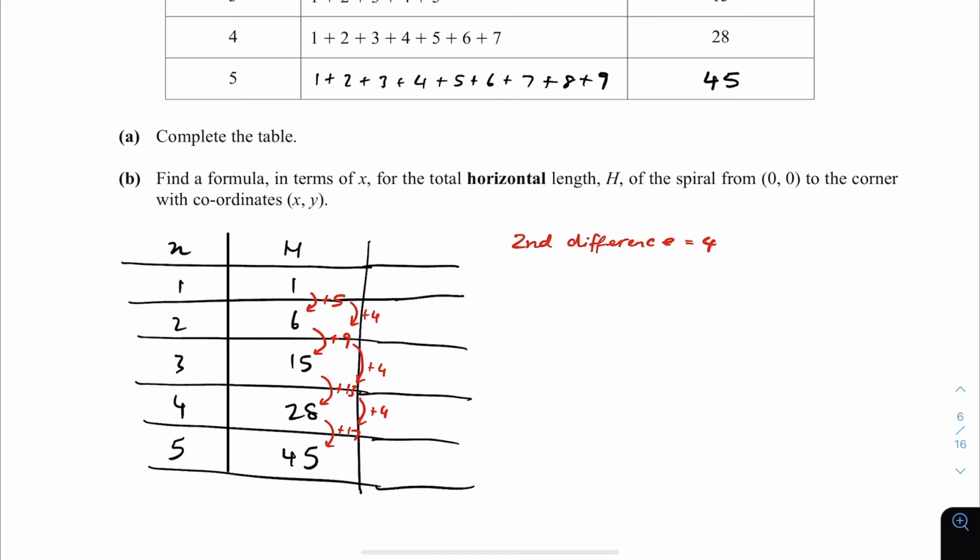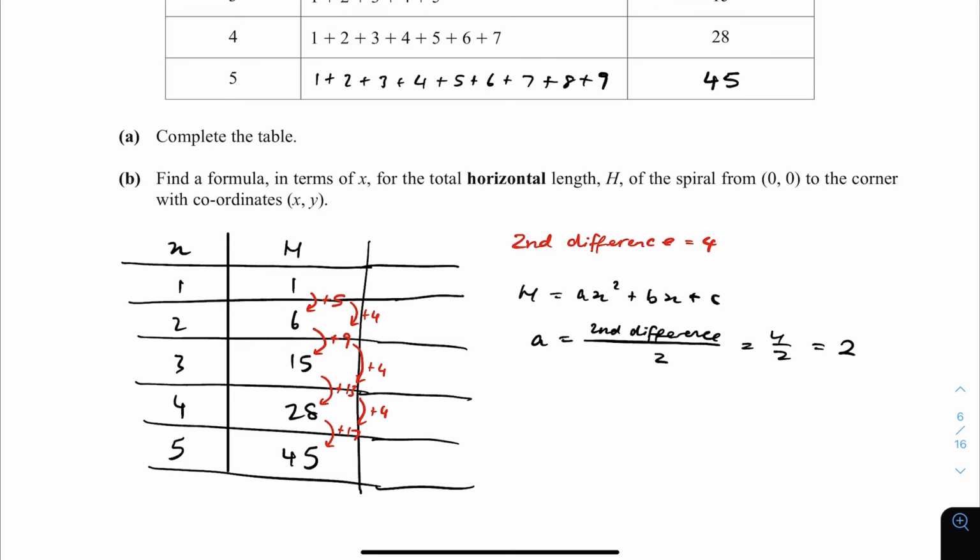So we have a second difference, which means that we have a quadratic expression that we can determine from this. So you know that it's in the form ax squared. I'm going to write this as h is equal to ax squared plus bx plus c, and we need to determine a, b, and c. We've already determined a, because a is equal to the second difference over 2. In this case, it's going to equal 4 over 2, which is equal to 2. So h is equal to 2x squared plus bx plus c at the moment.